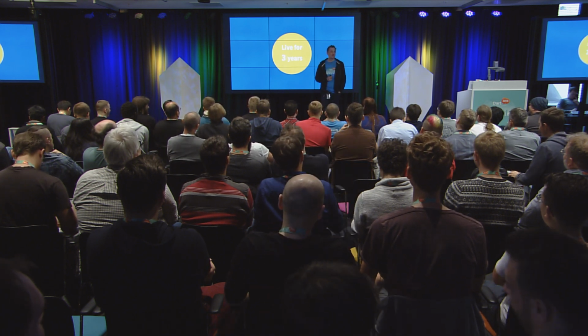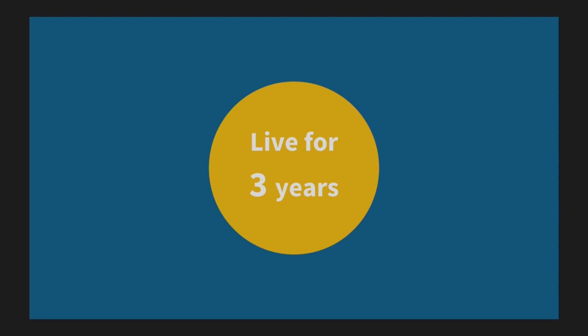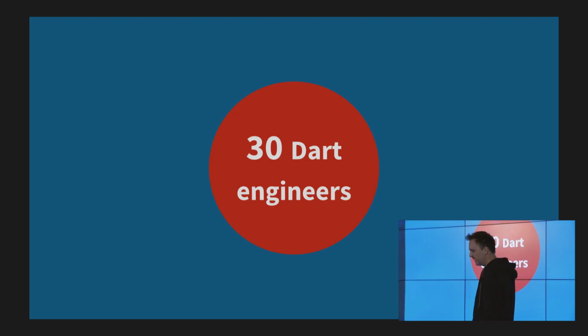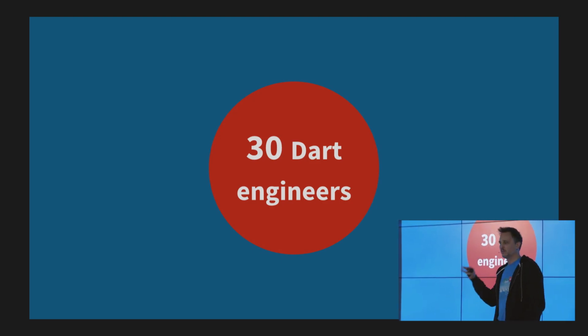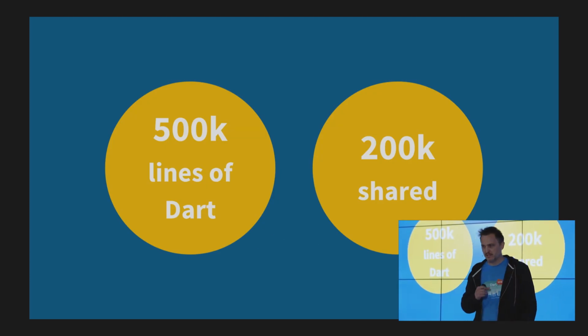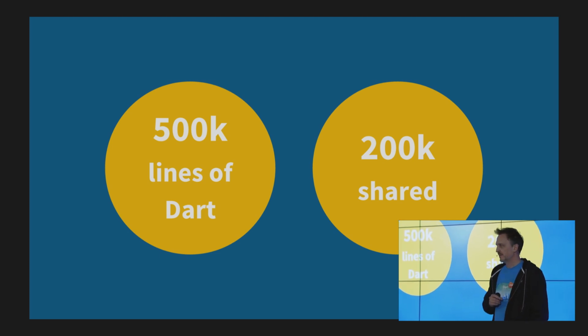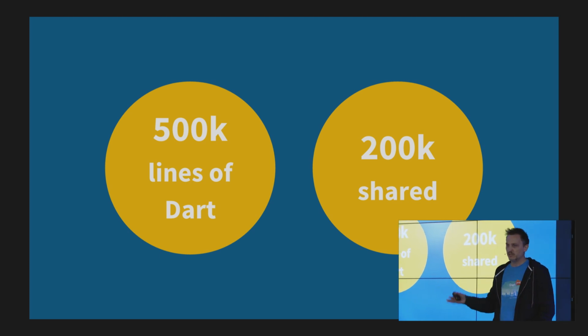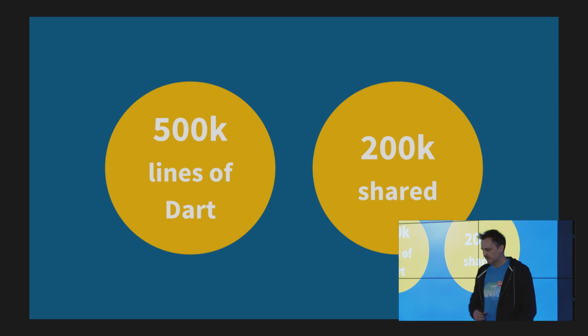It's been in production for 3 years. It's been serving live production traffic, mission critical, for 3 years. As of today, we have 30 engineers whose only job is to write Dart code every day. 500,000 lines of Dart code. And about 40% of that is shared with other applications, such as AdSense that you heard yesterday, AdWords, and the Angular Dart widgets that Ted talked about.